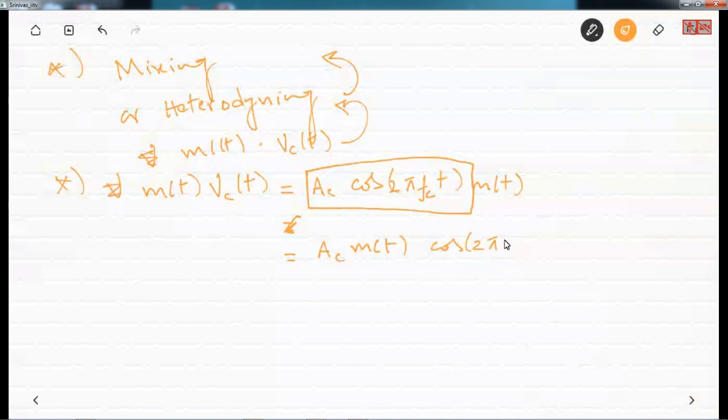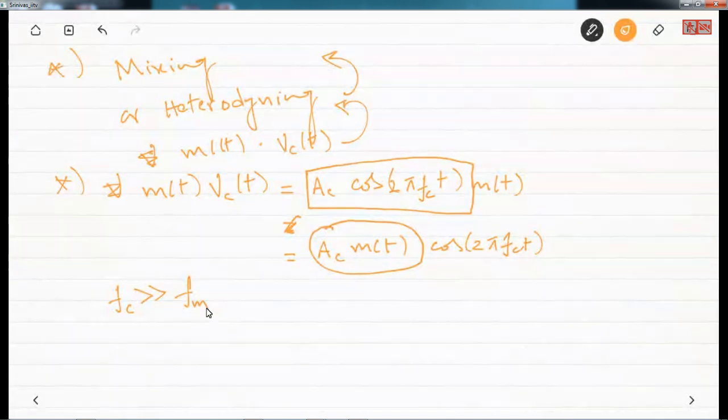Right? So this is now the effective amplitude of a sinusoidal signal at frequency fc. And remember we said that fc is much greater than fm. What is fm? The bandwidth of the message signal, right?